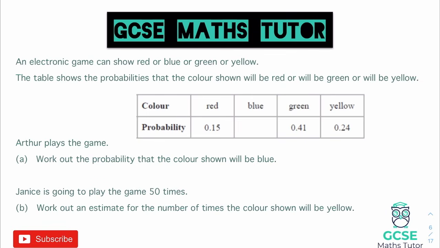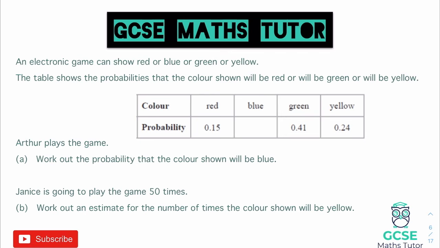Okay, so for this question here, it says an electronic game can show red, blue, green or yellow. The table shows the probability that one of these colours will be shown, but it's missing the probability for blue. Now before I even carry on, I know I'm going to have to work that out, so we may as well go ahead and work that out. It does say in part A, work out the probability that the colour shown will be blue.